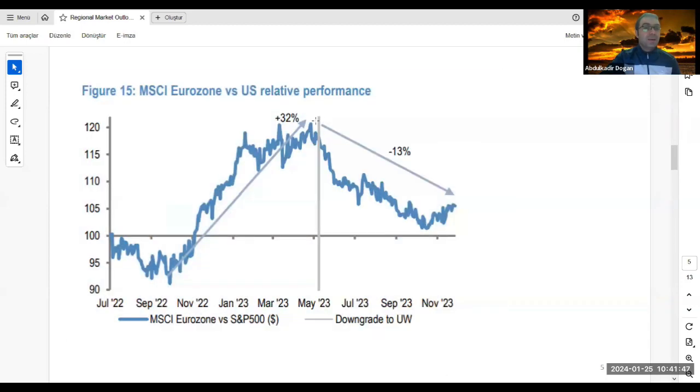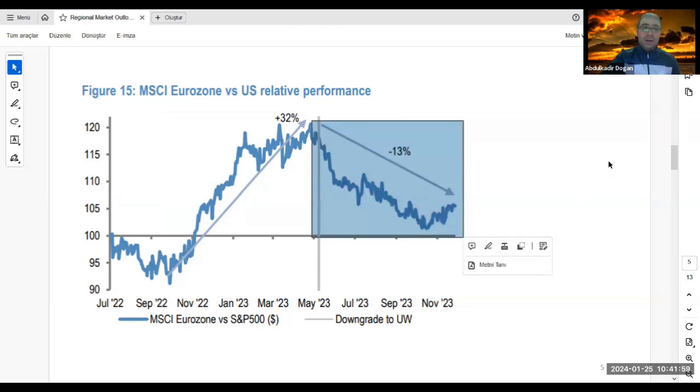But today, Eurozone has performed worse than the United States, relatively approximately 13% during approximately 6 months. Why? Because Eurozone is a production economy, but the United States is a financial market economy.